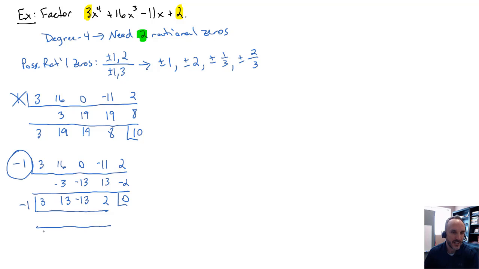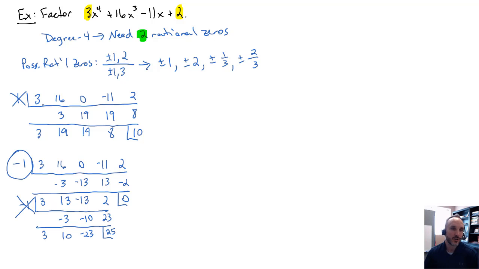So drop the 3 down, multiply, add, multiply, add, multiply, and add. So now we don't get a remainder of 0. Therefore, negative 1 is not a 0 again. I don't have to ever test it again.